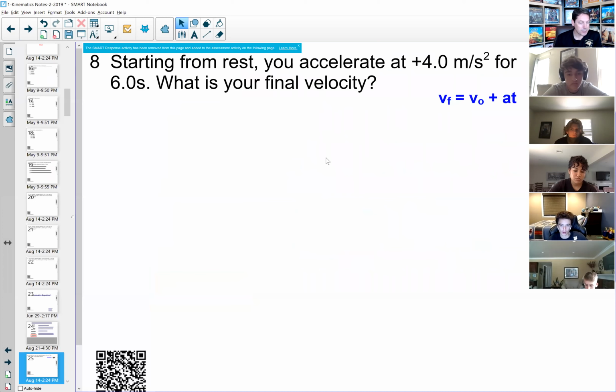All right. So let's just practice using this VVAT equation, this first kinematics equation in your tool belt. Starting from rest, you accelerate at positive 4 meters per second squared for 6 seconds. What's your final velocity? So once you figure it out, go ahead and put it in the chat.